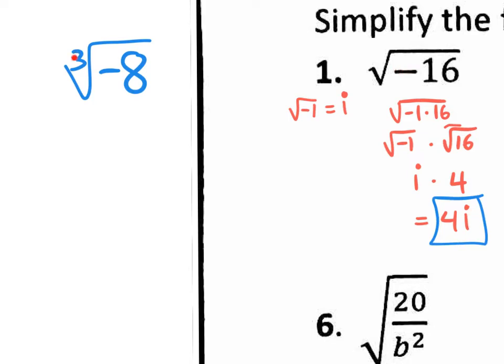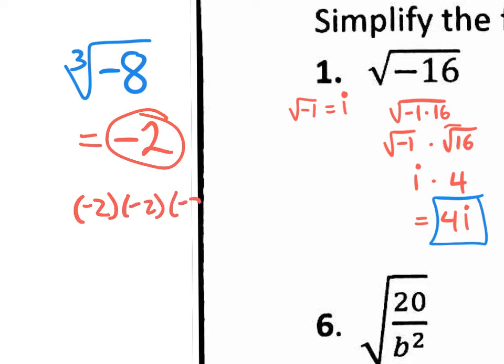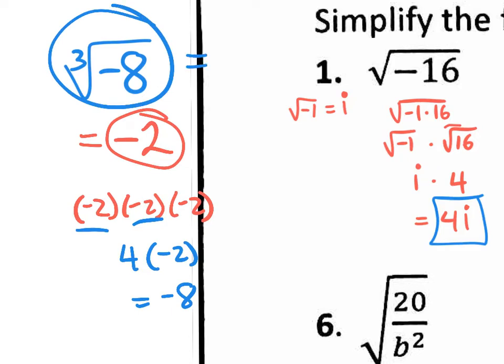But over here, when you're thinking about cube roots, you're really asking yourself what times itself 3 times will give you negative 8 as an answer. And the answer to that is negative 2. So that's not imaginary. That's the actual answer, negative 2. Think about it. What is negative 2 times negative 2 times negative 2? Well, negative 2 times negative 2 is positive 4, and positive 4 times negative 2 really does give you negative 8. So the cube root of negative 8 is actually negative 2.